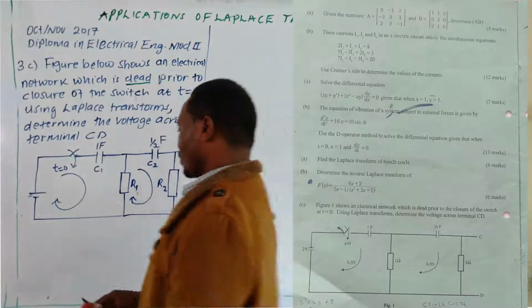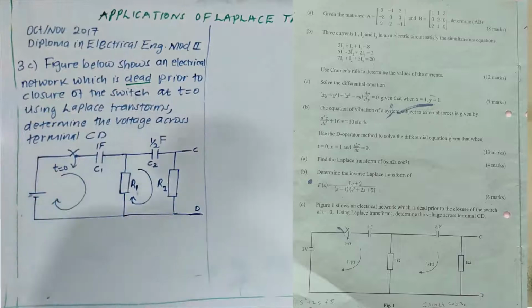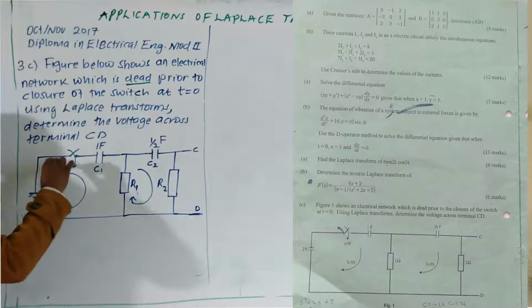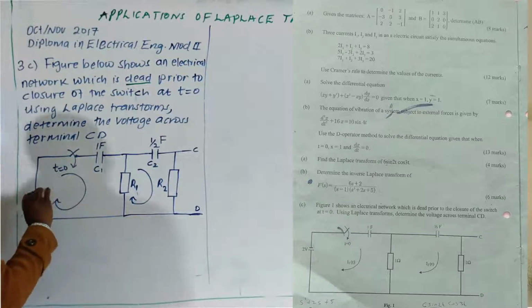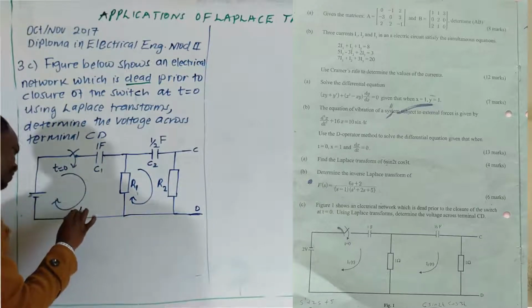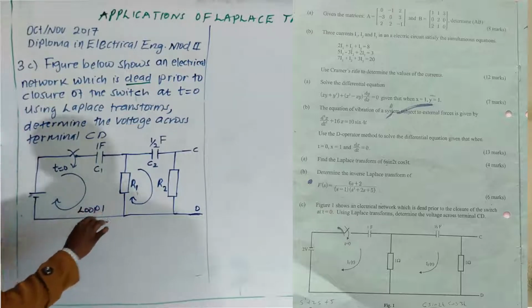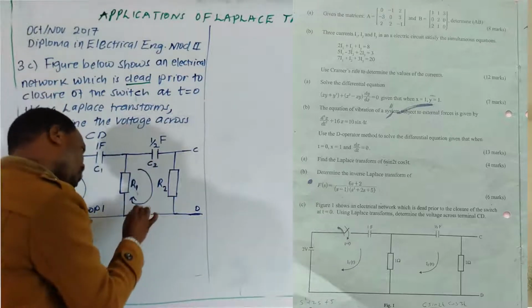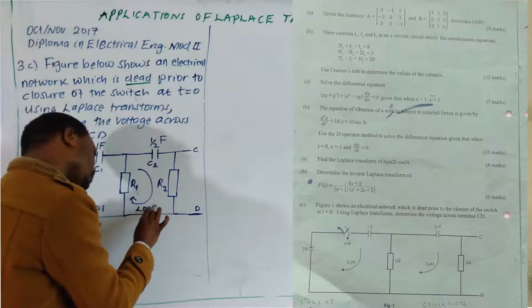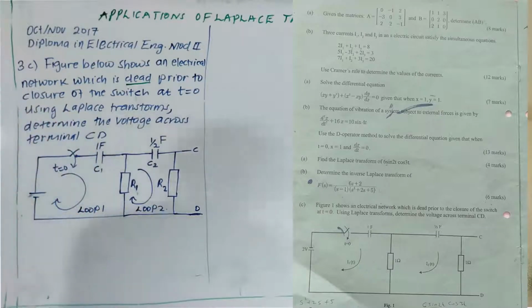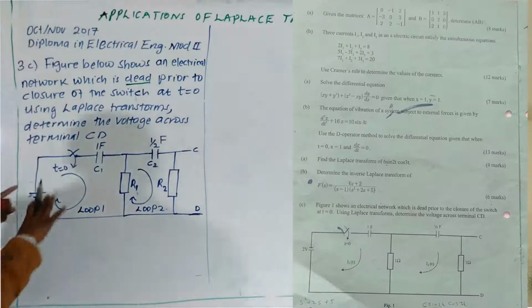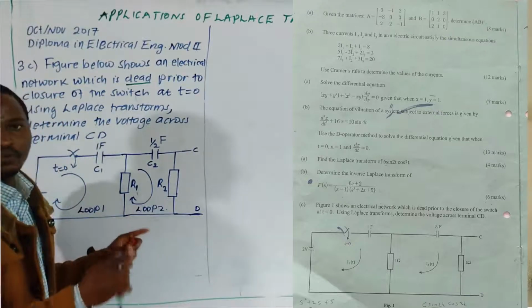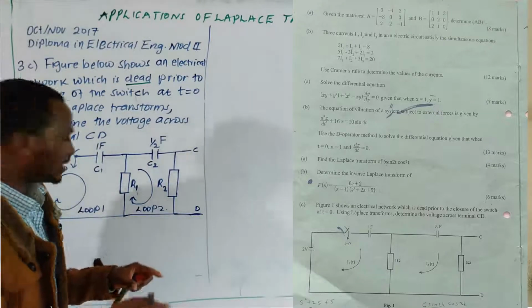Now let us go through the circuit. First thing we notice is that there are two loops in the circuit. There is this loop. Let us call this one loop 1. And then there is this loop, loop 2. It would be more helpful if you drew the two loops, loop 1 and loop 2, separately.